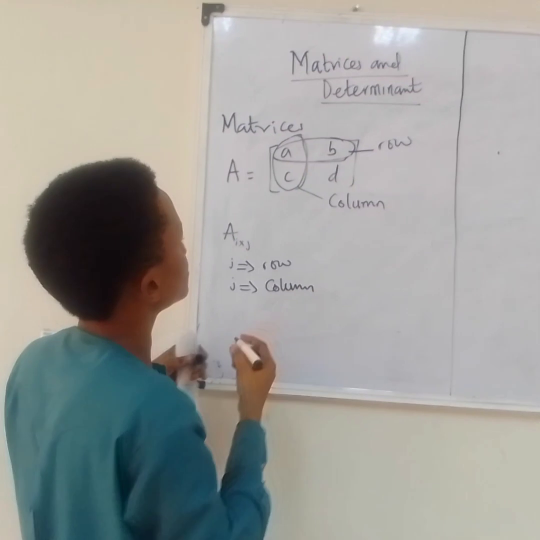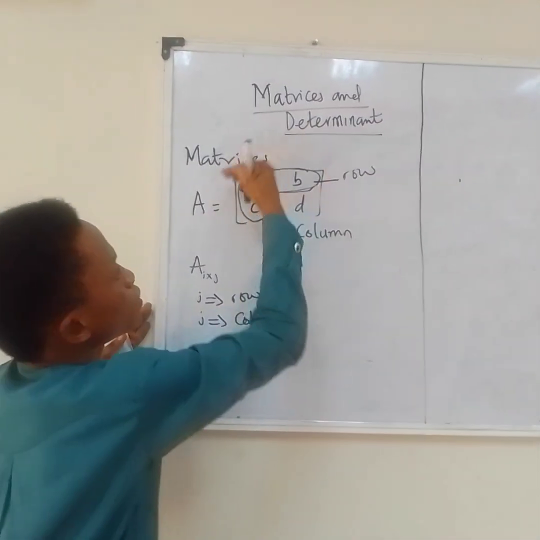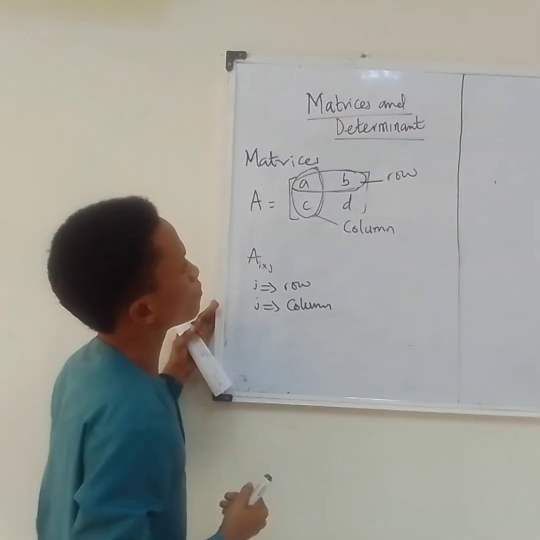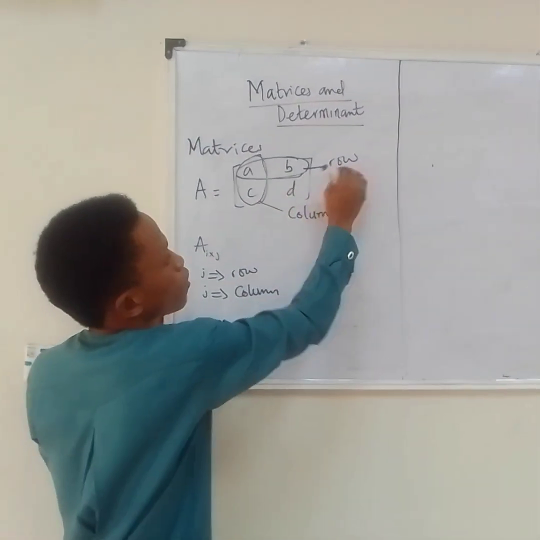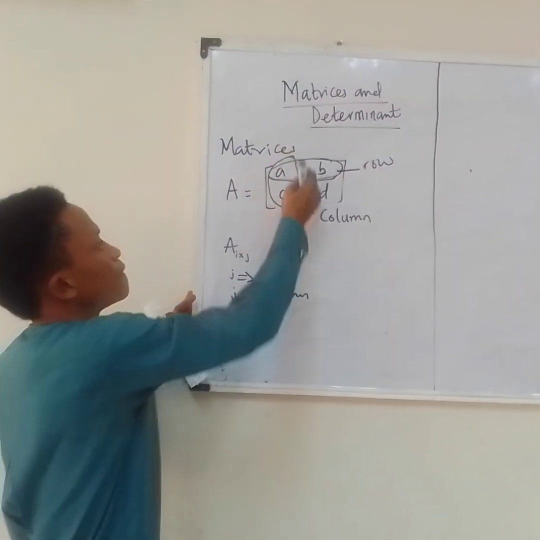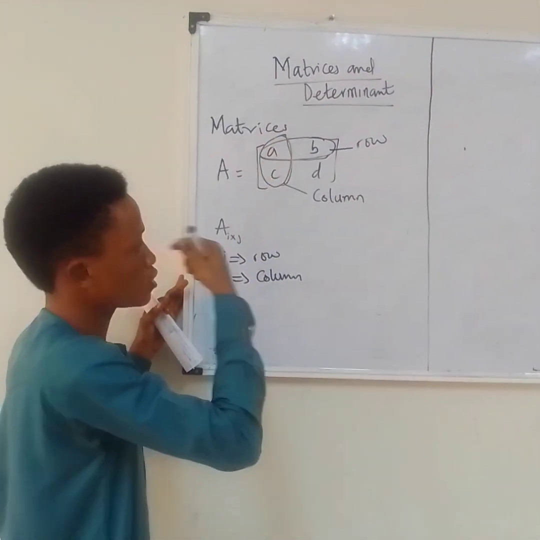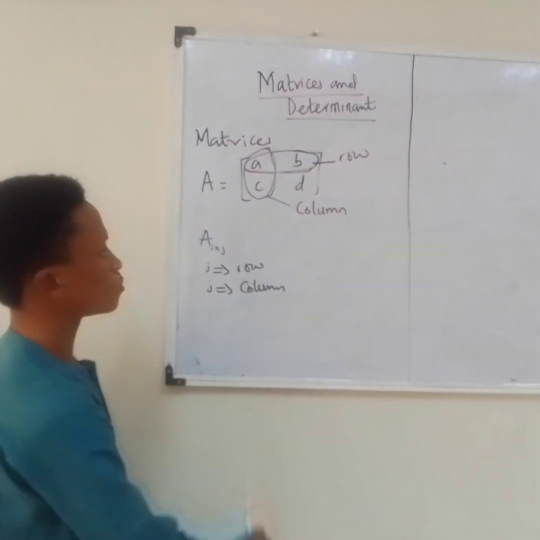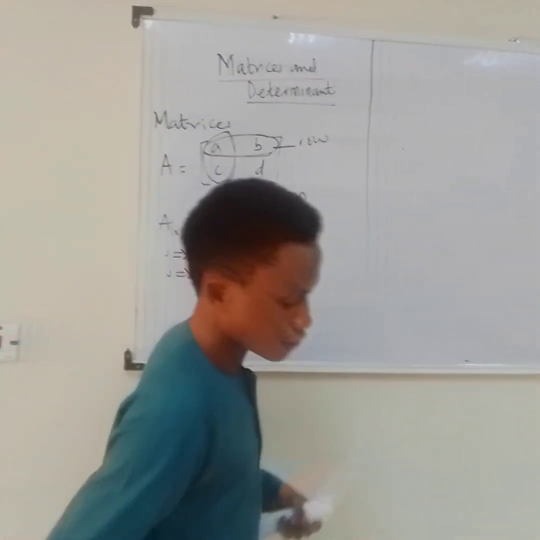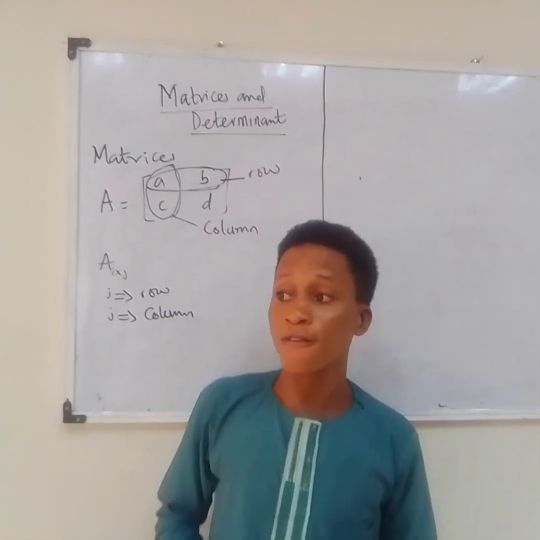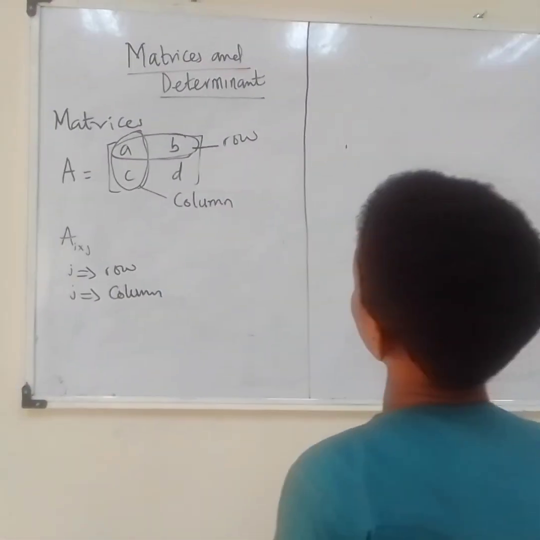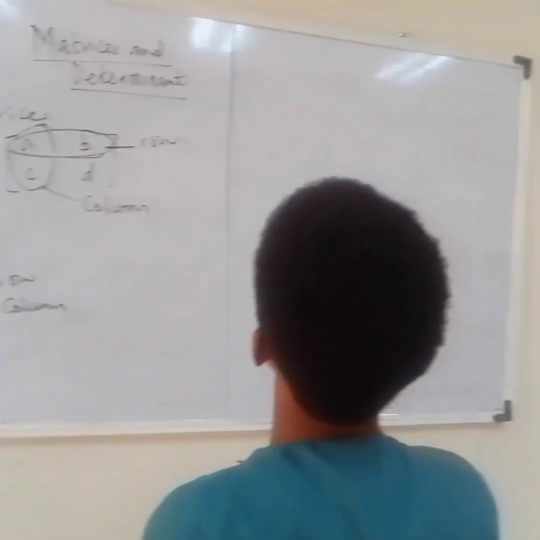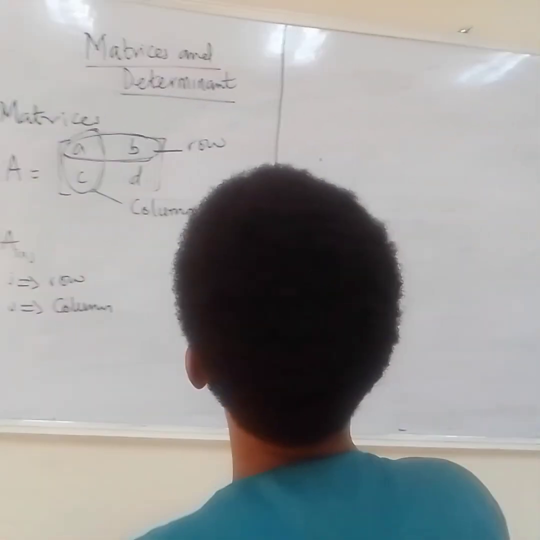As I said, the horizontal arrangement of numbers or elements is what we call rows, while the vertical arrangement of numbers or elements is what we call columns. So we'll be looking at various types of matrices. I think that's where we start from.